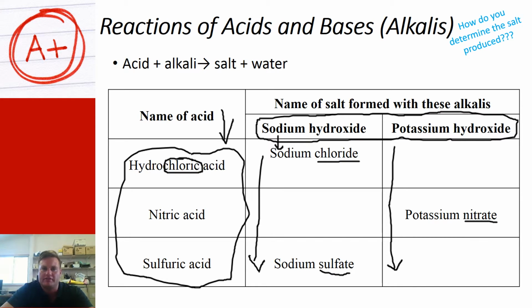This time, it's the name of our alkali that gets carried on. So everything in this column here is going to be sodium because we're all looking at mixing an acid with sodium hydroxide. This one here, they're all going to start with potassium. Potassium hydroxide. But where do we get these end bits from? We've seen these words before. They come, of course, from our acids. So sodium chloride, the sodium comes from the alkali, the chloride comes from the chloric at the end of our acid.